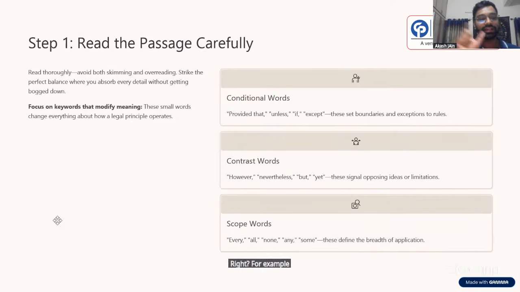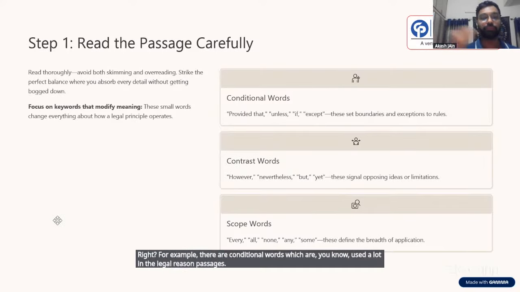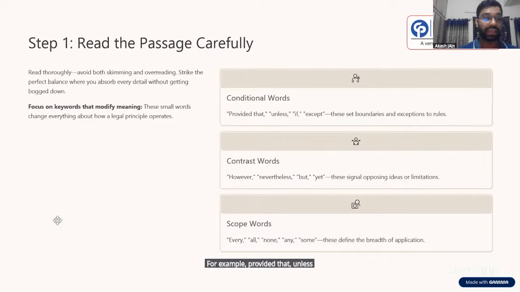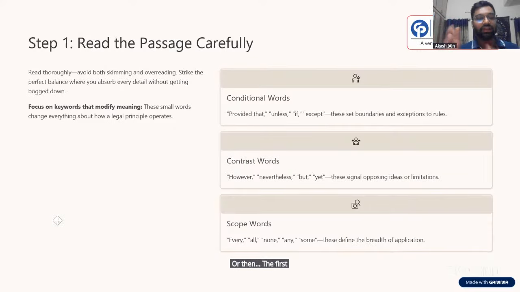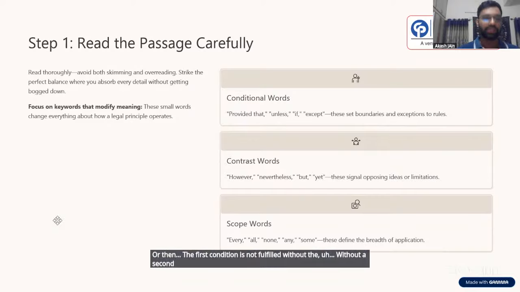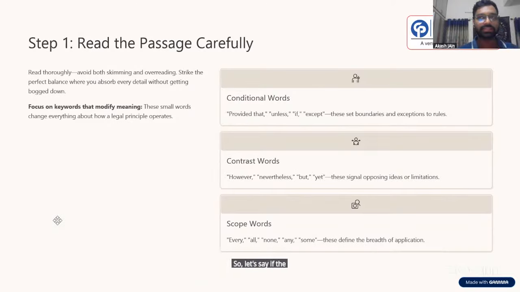For example, there are conditional words which are used a lot in legal reasoning passages: provided that, unless, if, except. Once these words are used in between two conditions, then the first condition is not fulfilled without the second condition. So let's say the passage says that Ram will not go out except if it rains. That means Ram will go out only when it rains. So these keywords you have to catch.